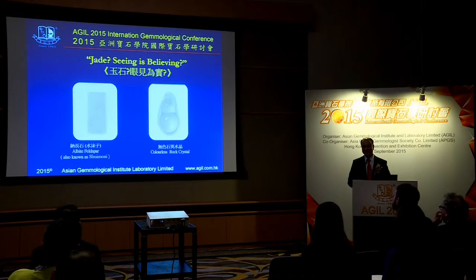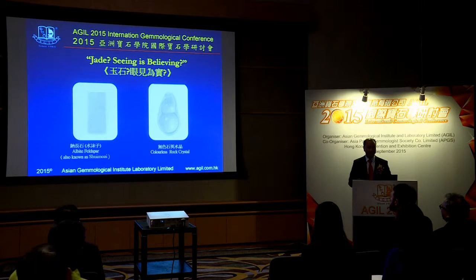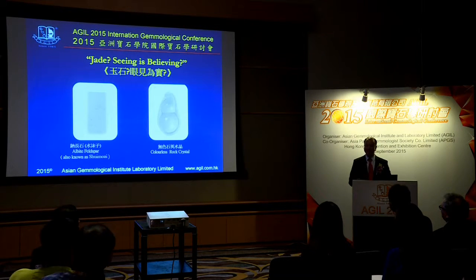Most of the time we pick up a piece of jade and then we quote a price. And especially for those of you interested, on the left-hand side, in China and Hong Kong, sometimes we don't call it albite feldspar, we call it 水墨子.